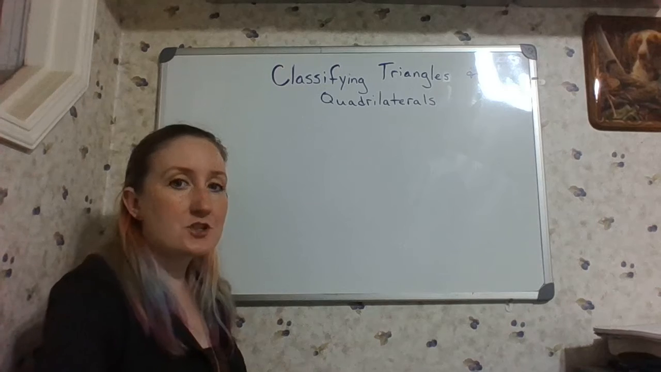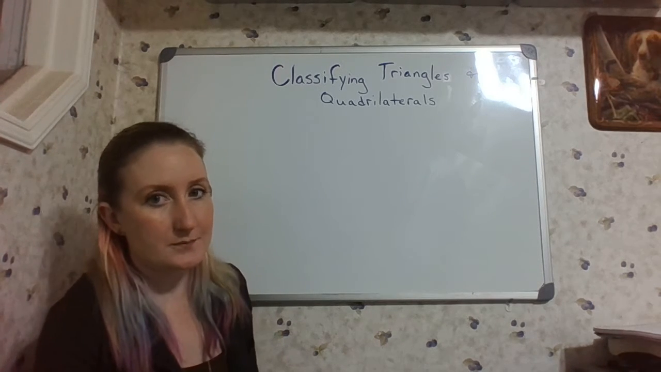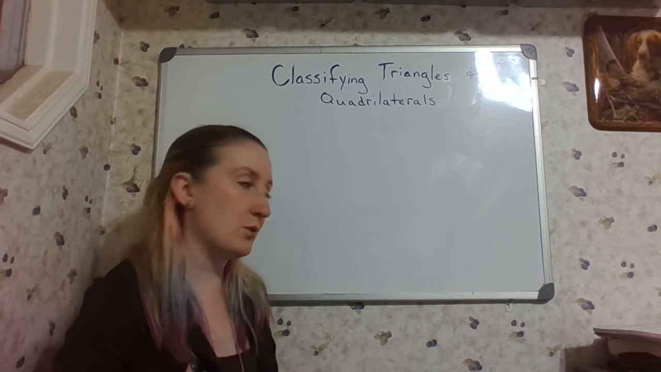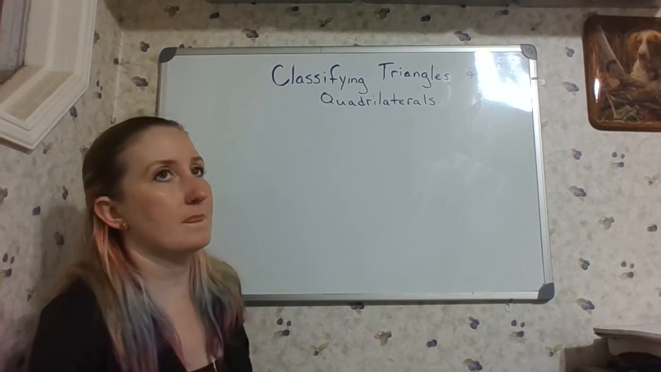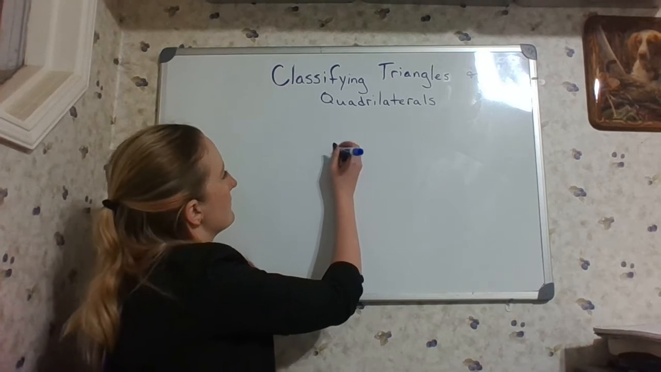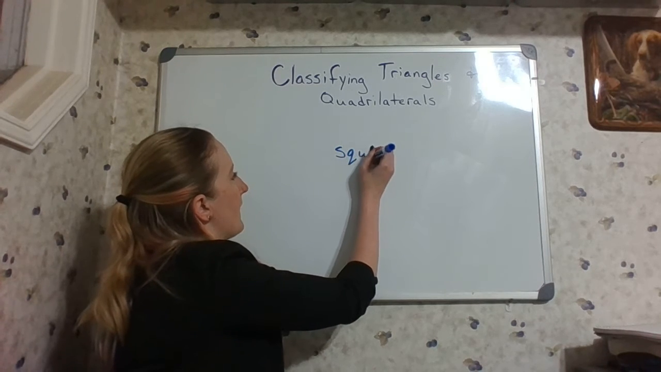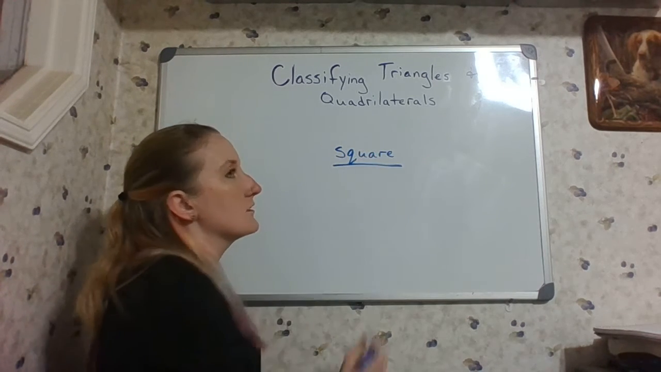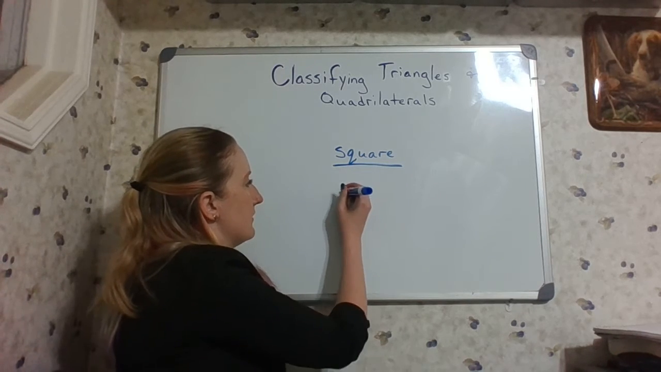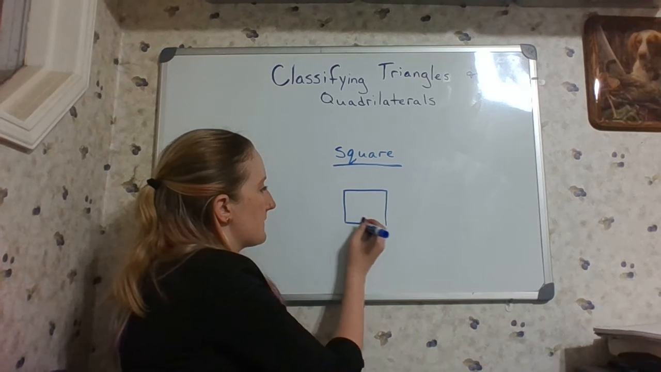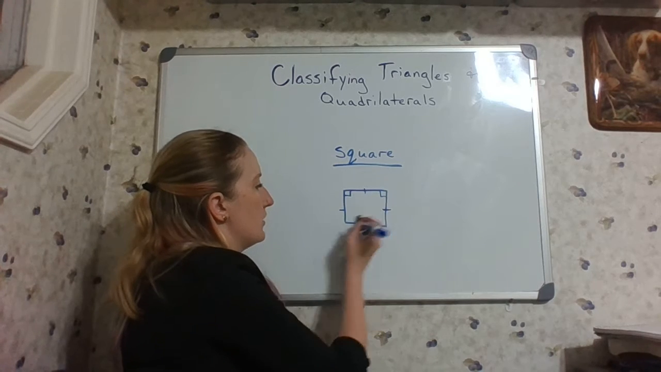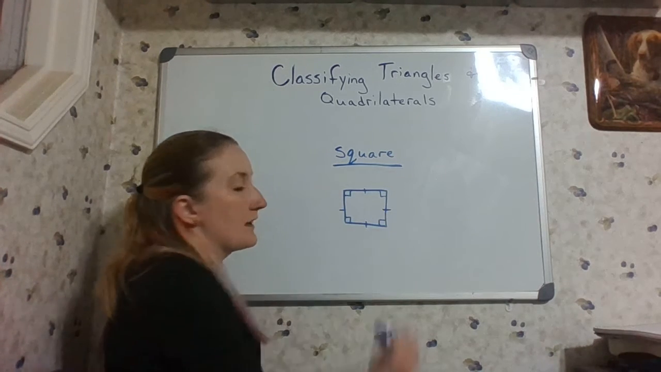So after triangles, we're going to go ahead and move on to quadrilaterals. Quadrilaterals all have 4 sides, duh, because quad means 4. So the first one we're going to talk about is a square. A square is the most special of all quadrilaterals because it fits into like all of the categories. So a square is going to have 4 equal sides and 4 equal angles, which in a quadrilateral means that all of the angles are 90 degrees.